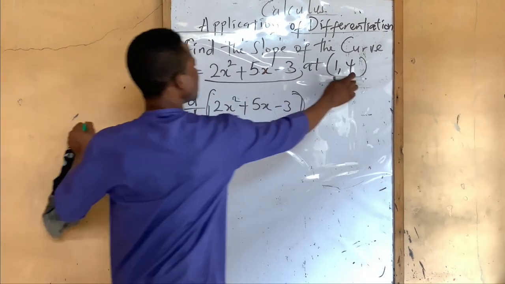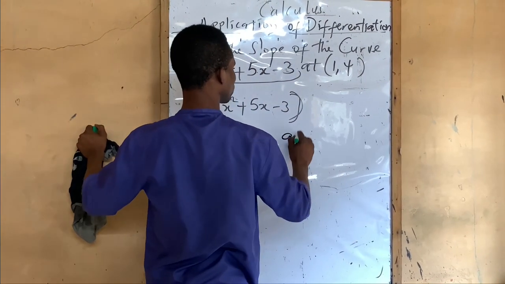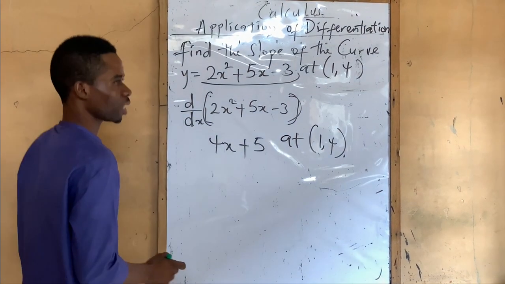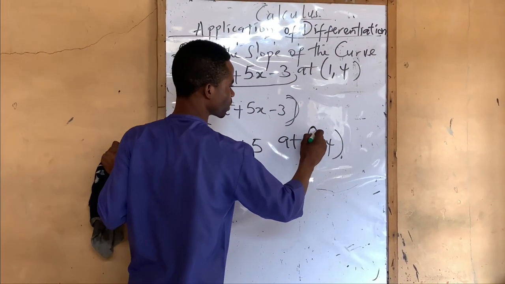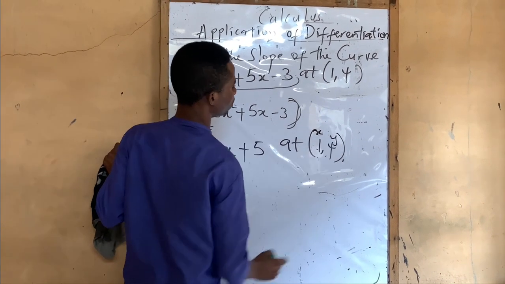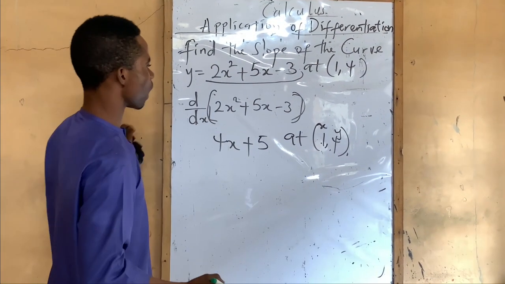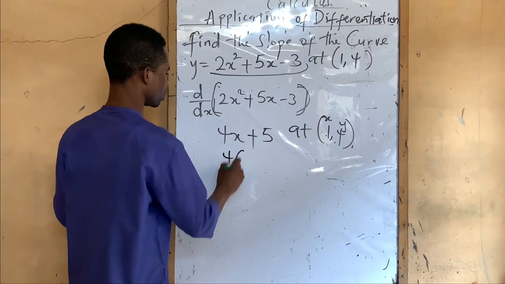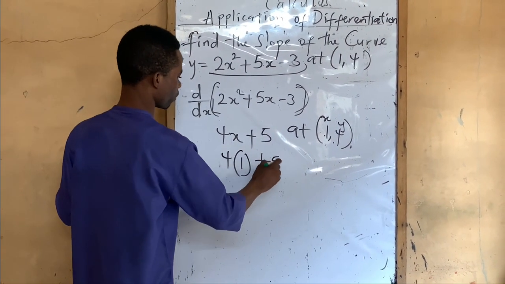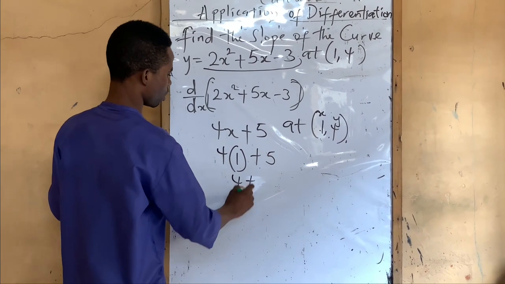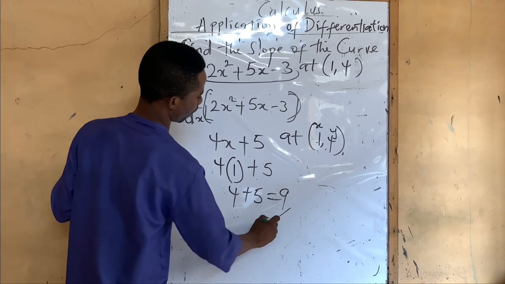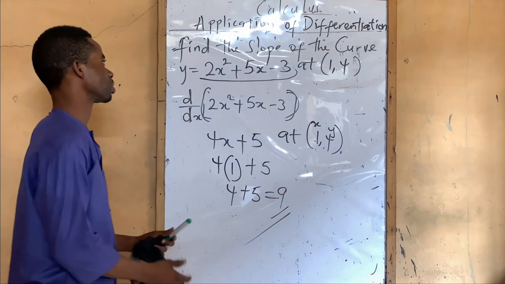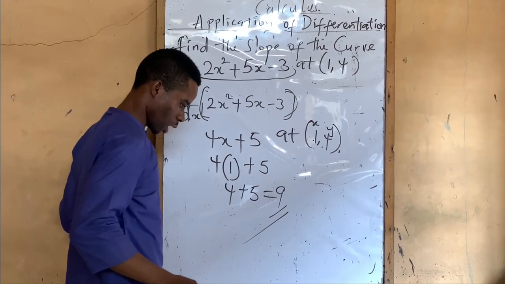Now at this coordinate (1, 4), what does that mean? The first coordinate is always x, while the second one is y. That means anytime I see x, I'll substitute 1. So 4 times 1 is 4, plus 5. Our answer is 9. I do not need y in this case. So that is what they asked me to find.